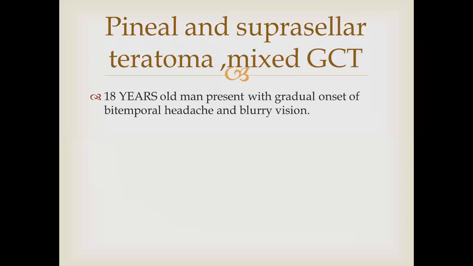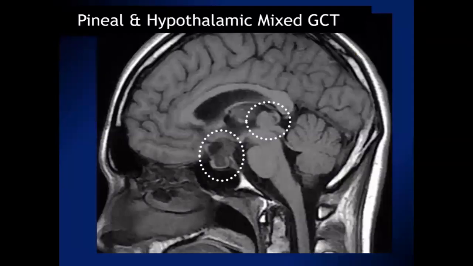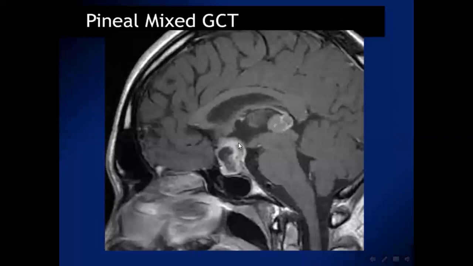Pineal and suprasellar teratoma, mixed type: in these cases, on the sagittal T1 weighted image there is an isodense mass in the pineal region, and another cystic mass in the suprasellar region. This is not germinoma and not teratoma; it is the mixed type of germ cell tumor. After enhancement, both of them show enhancing lesions.